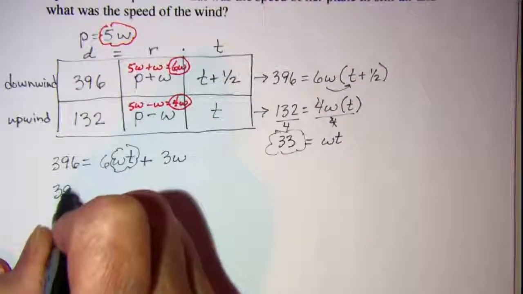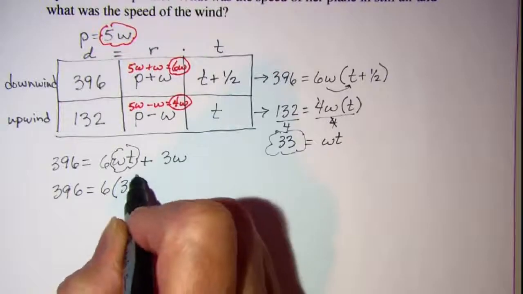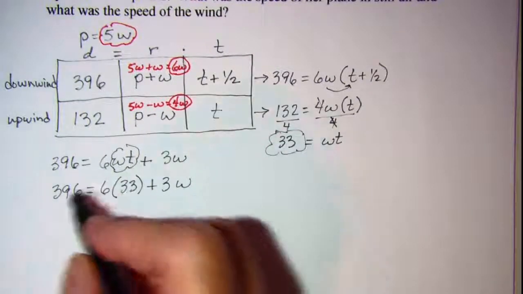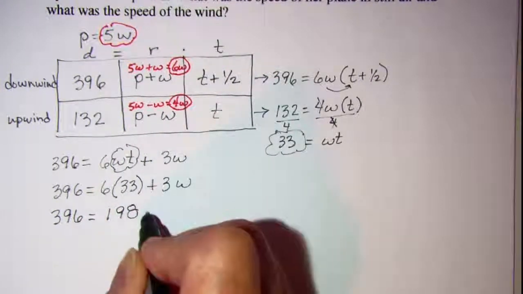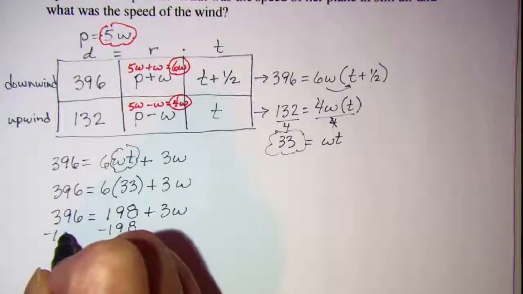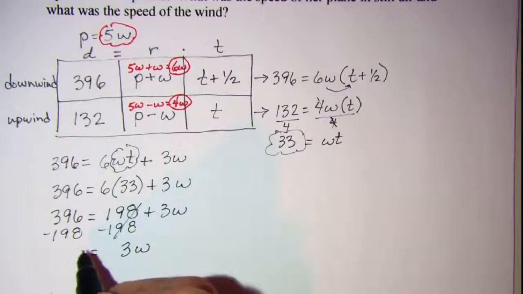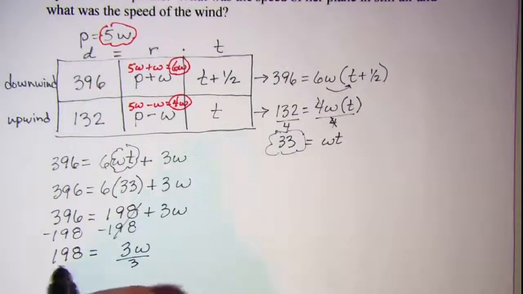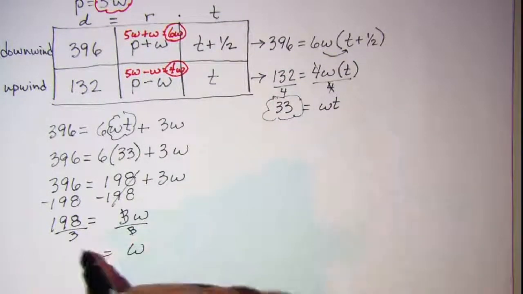So I have 396 is equal to 6 times 33 plus 3w. Multiplying here, I have 396 is equal to 198 plus 3w. Subtract 198 from both sides, and I have 3w is equal to 198. Divide both sides by 3, and w is equal to 66.